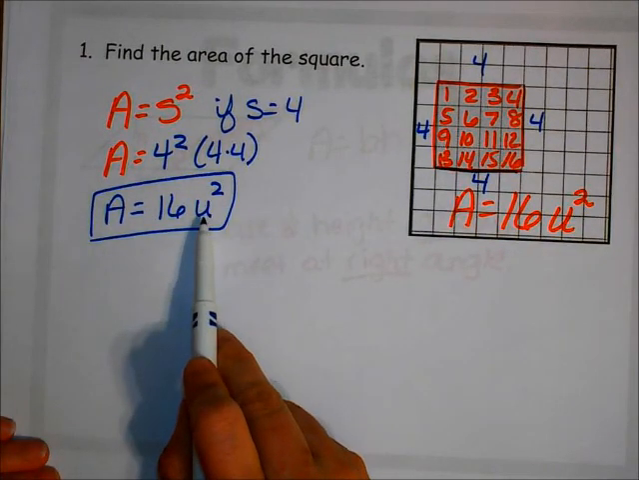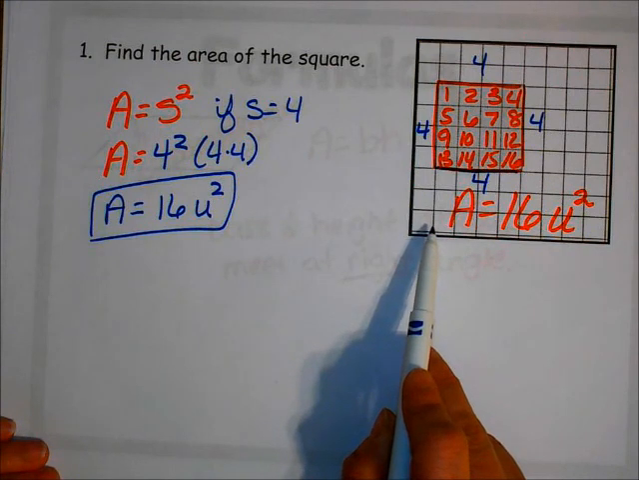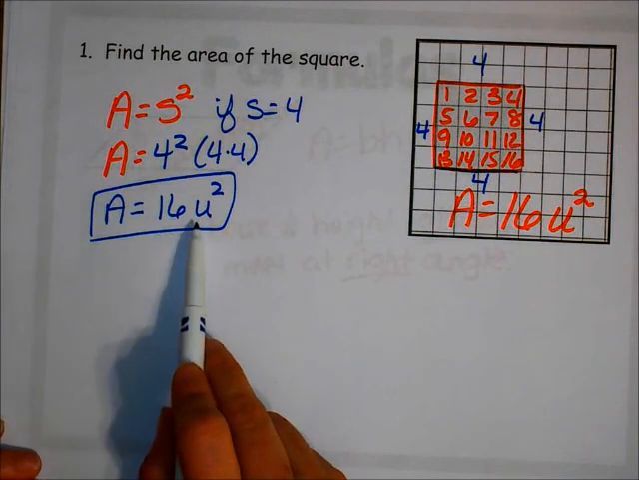Now notice I just put a U for units because it doesn't tell me if my measurements are in inches, centimeters, millimeters, so I just put a U for units.